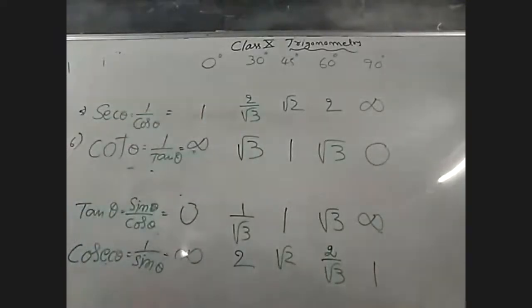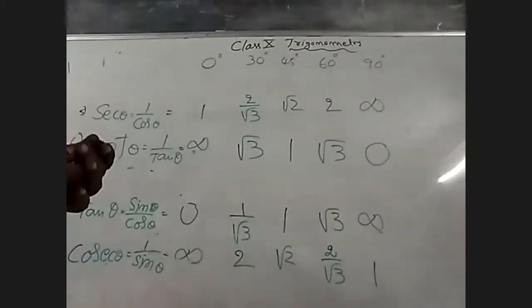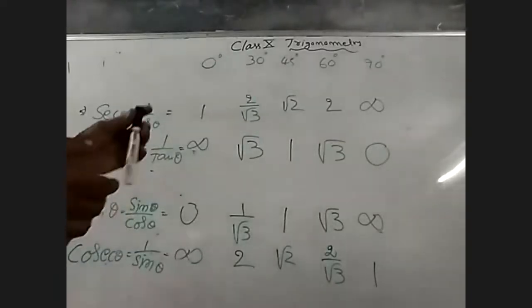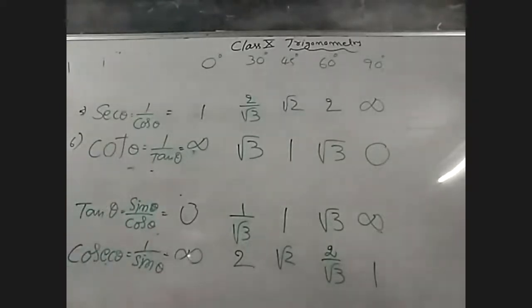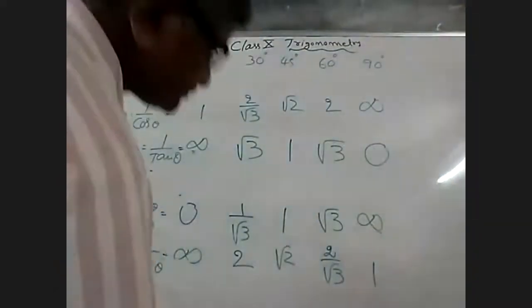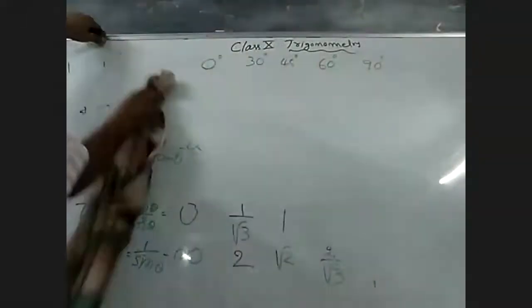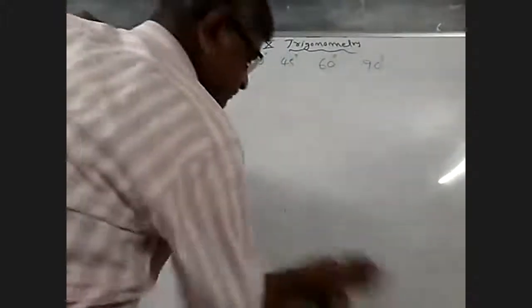If you remember the sine values, you can write all the other values by using some tricks, by using complementary angles. By using complementary angles you can write all the other trigonometric ratios. All right. I will tell you some examples.